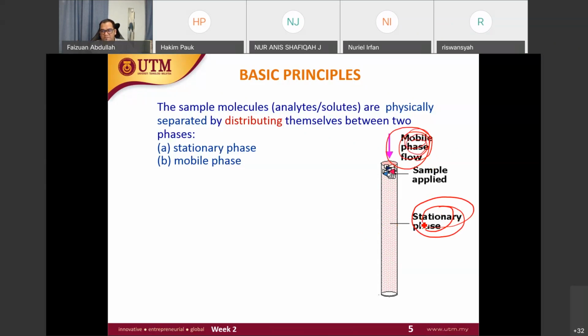Does the stationary phase move? No. Does the mobile phase move? Yes. This one is moving, this one is being stationed. The word is station. Does your bus station move? No. Your bus is moving, right? The bus station is still there. So the stationary phase is normally called the column.